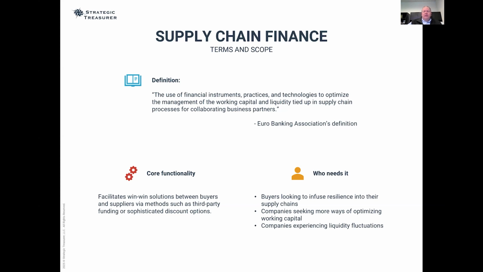Who needs it? Buyers and suppliers who want stronger supply chains, which means keeping their counterparties strong. Maybe you need some additional flexibility and leverage to improve your working capital even more. This is a way of doing that. And if you have significant liquidity fluctuations, having an additional lever matters quite a bit.